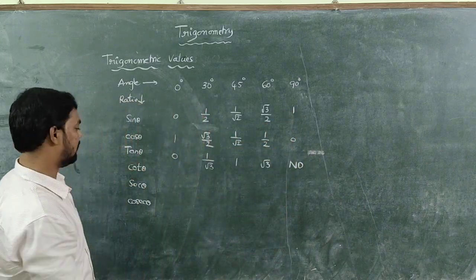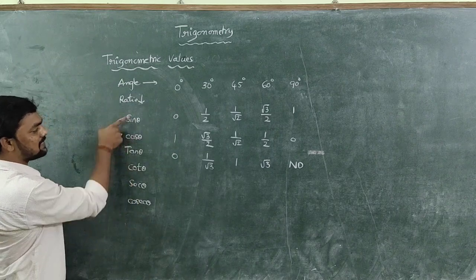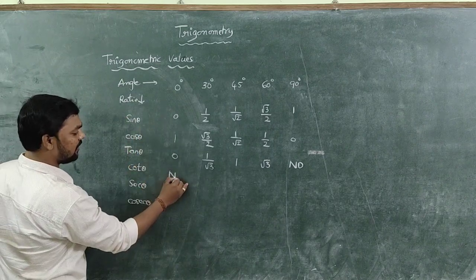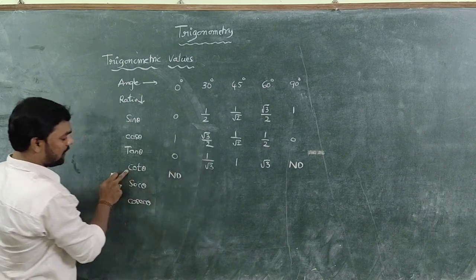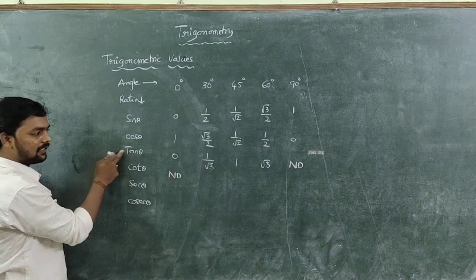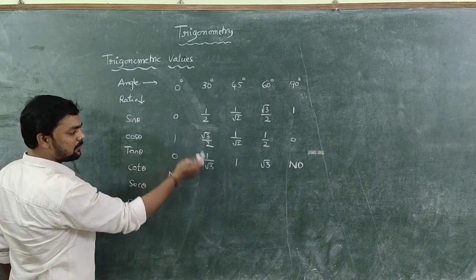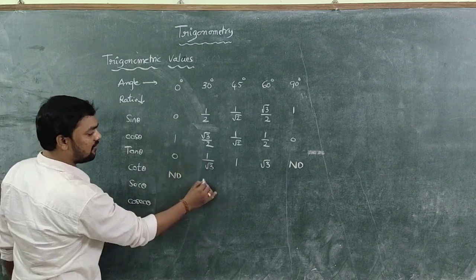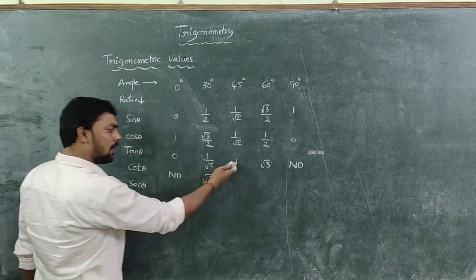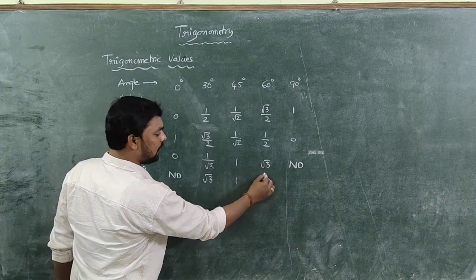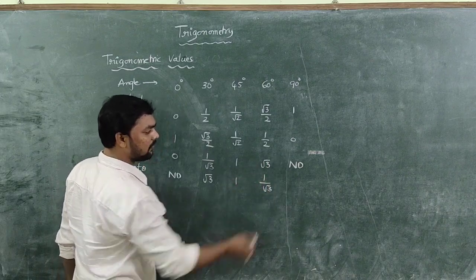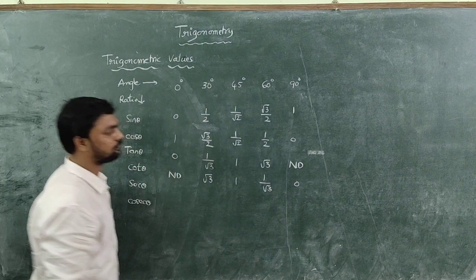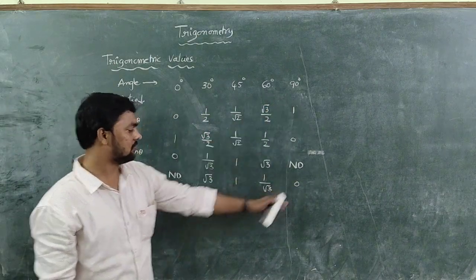It is not defined. Next cot theta, cos by sin, 1 by 0 is not defined. And cot theta is the reciprocal of tan theta, that's why these values will be reciprocated. 1 by root 3 means root 3 by 1, root 3. 1 by 1 means 1. Root 3 means 1 by root 3. Not defined means 0, 0 by 1, 0.